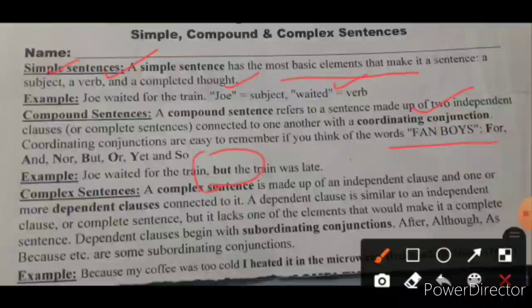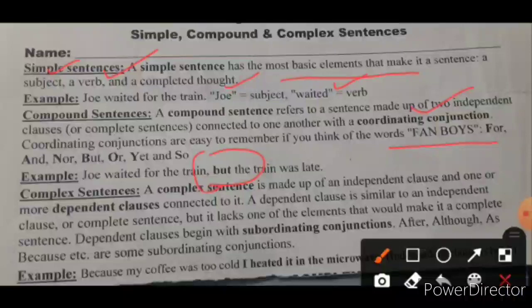If you look at the example over here, Joe waited for the train, and the train was late. Now what are these? Joe waited for the train is an independent clause, and the train was late is also an independent clause. Both these independent clauses are joined with a conjunction and a comma. So this is a very important point, that if you see this in a sentence, you can easily indicate that this is a compound sentence.